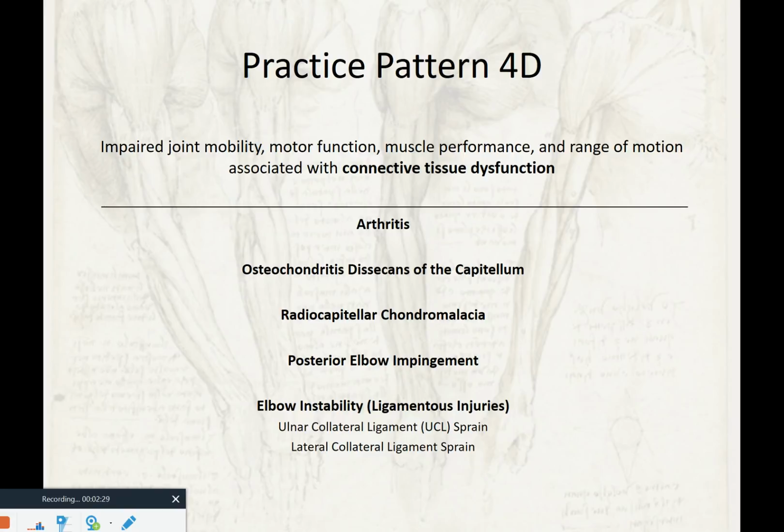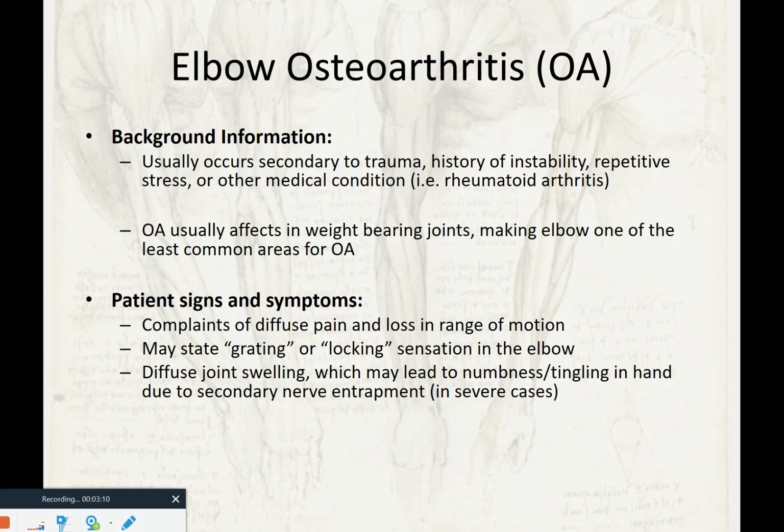That includes arthritis, osteochondritis dissecans, or we would call that OCD, of the capitulum. We'll also look at radiocapitellar chondromalacia, posterior elbow impingement, and then finally the big dogs of this lecture is elbow instability or ligamentous injuries. Those include your ulnar collateral ligament or UCL sprain and the lateral collateral ligament. We'll also touch on little league elbow, which is a growth plate disorder, and in this lecture we will go over both conservative and surgical interventions and some treatment ideas for each of the following. So without further ado, let's get into it.